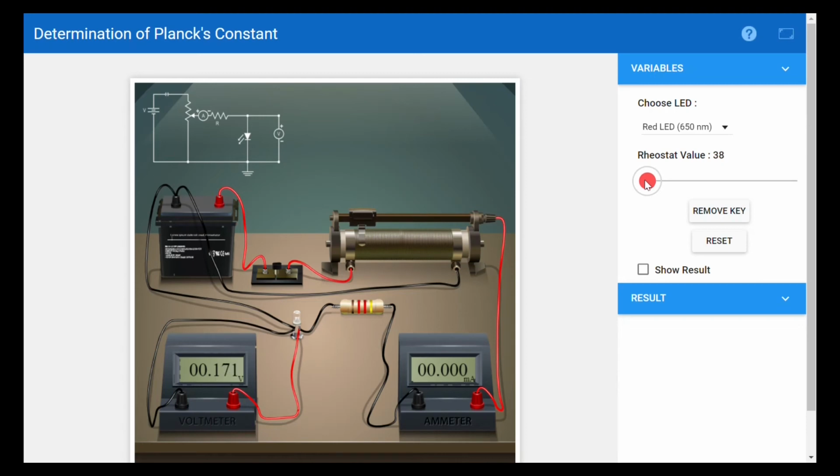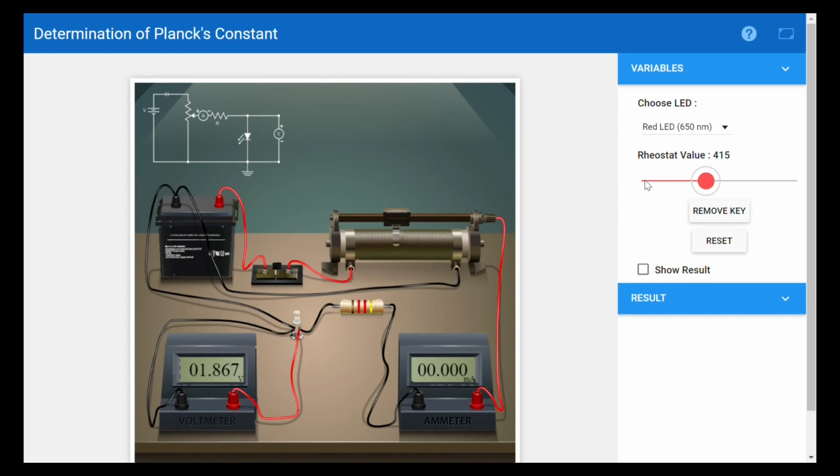and the value on the voltmeter is also increasing, that is, this amount of voltage is applied across the LED, but we can't see that the LED is glowing. So we will keep on increasing the value until we reach the value after which the LED starts glowing. Let us wait and see. We will keep on increasing the voltage.